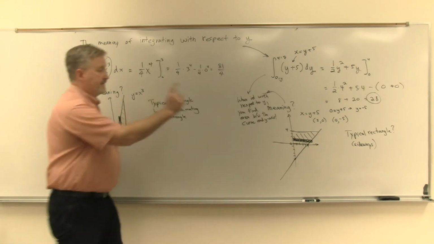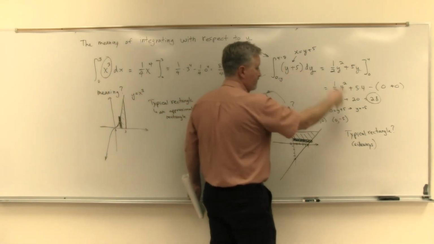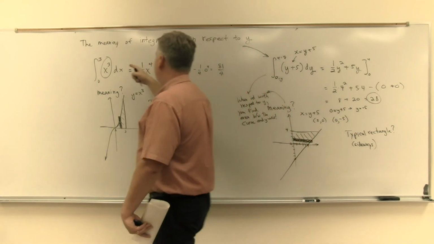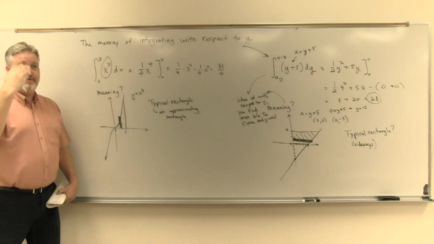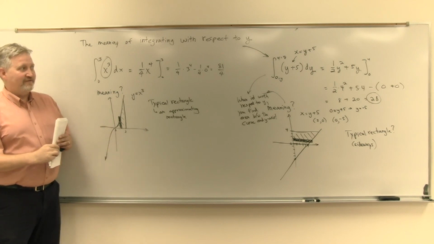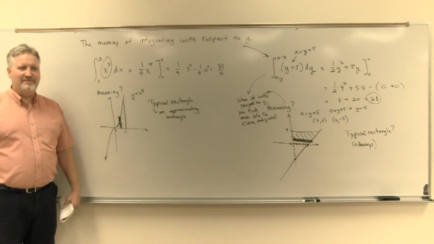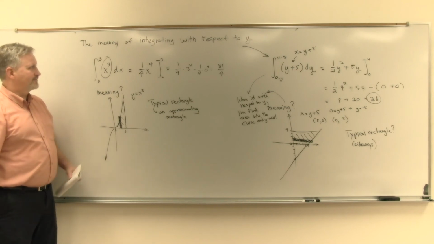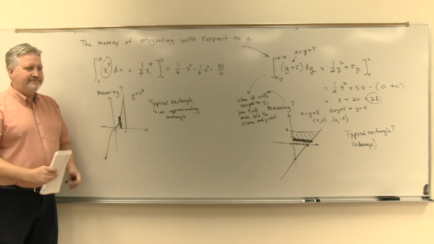Okay, so integrate with respect to y, you get sideways rectangles. Integrate with respect to x, the rectangles are up and down. So that's one of the key things that hopefully you kind of understand at this point. Okay, it'll come up more later. All right, any questions about that?